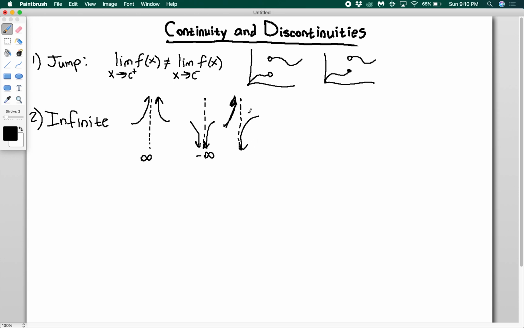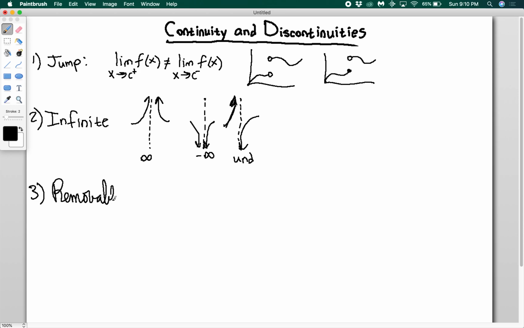It doesn't matter which side goes up, which side goes down, but that means it's infinity from the one side, negative infinity from the other, and here your limit is undefined, does not exist. But this is called an infinite discontinuity. Okay. The third kind is a removable discontinuity.